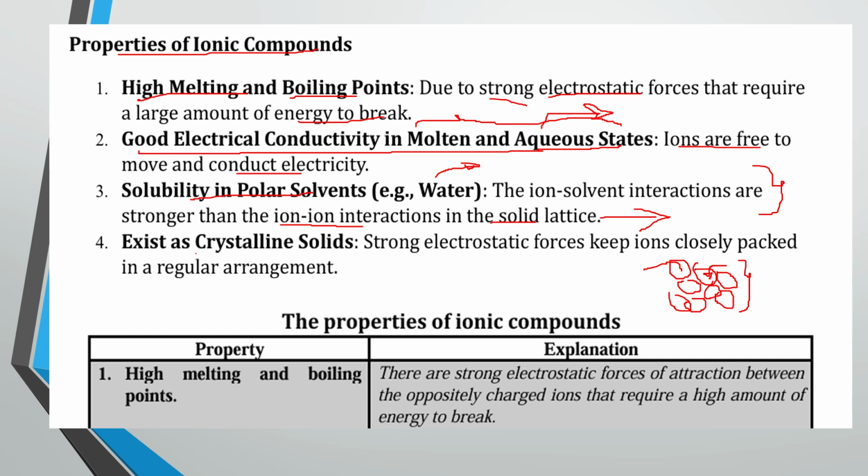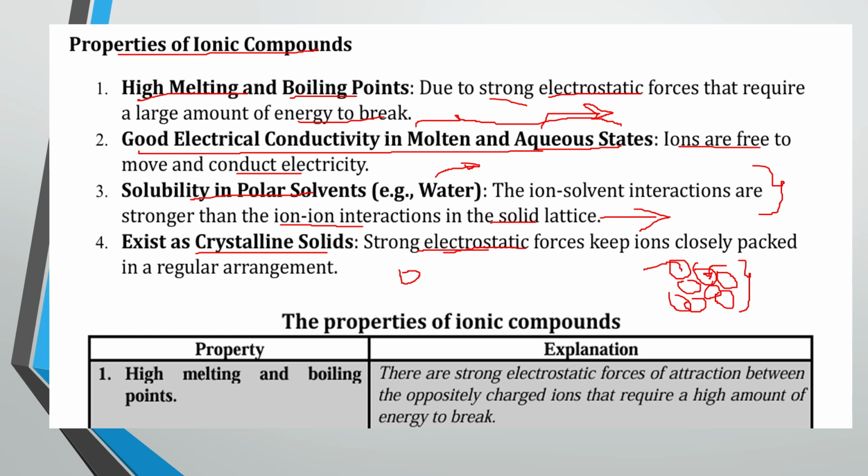Now, they exist as crystalline solids at room temperature. The majority of ionic compounds are going to exist as crystalline solids at room temperature. And this is because the strong electrostatic forces of attraction cannot be overcome by room temperature. So they keep themselves in the solid state due to the strong electrostatic forces of attraction closely holding their ions, which enables them to exist in the solid state.